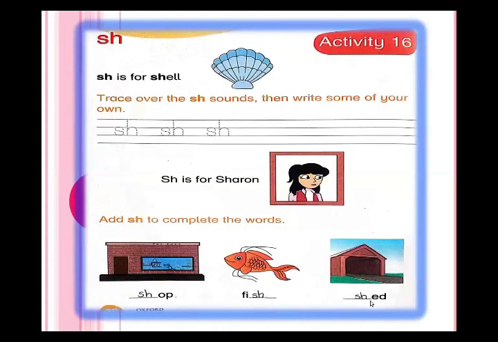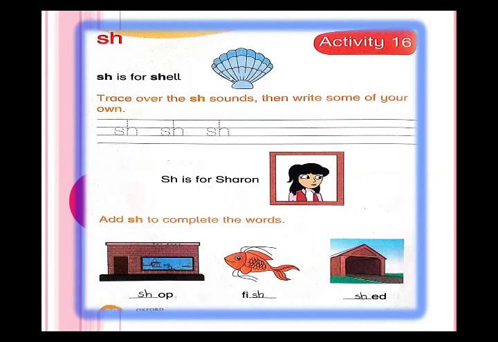Now your next activity, turn your book to page number 30. Which page is it? Okay, here is a sound. Which sound is here? Sh. Here is a picture. What is it? Sha is for shell. Shell is a hard outer covering of certain organisms. Sha is for shell.